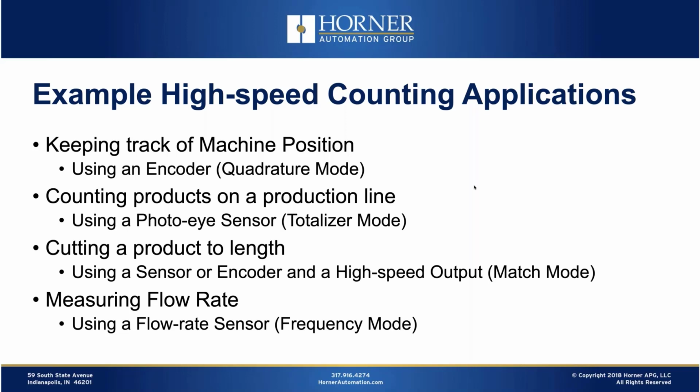Another one is measuring flow rate for a process application. Maybe there's some sort of fluid, maybe it's water. You want to know the number of gallons per minute or liters per second that is flowing in the application. You might use a flow rate sensor that has a paddle wheel built into it that's putting out pulses. And by monitoring and measuring frequency, you will know what the flow rate is. So there's 4 different examples of quite different high-speed counting type applications.